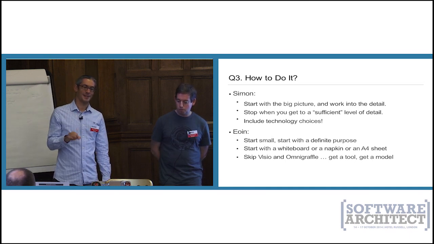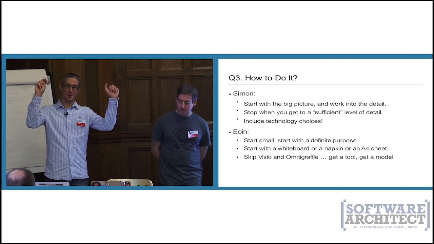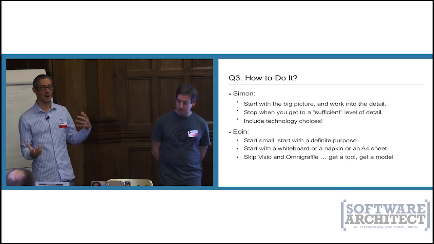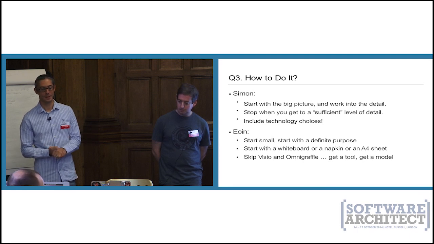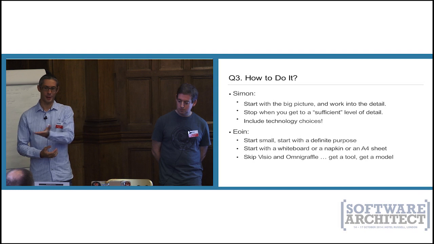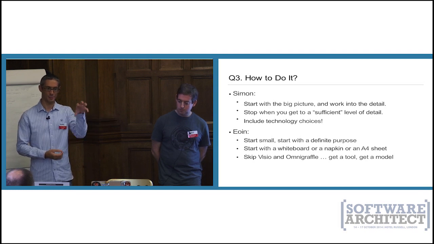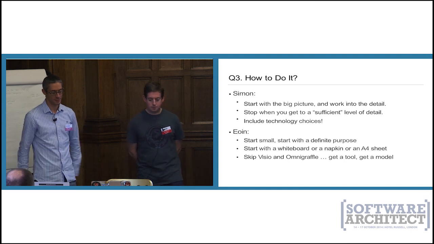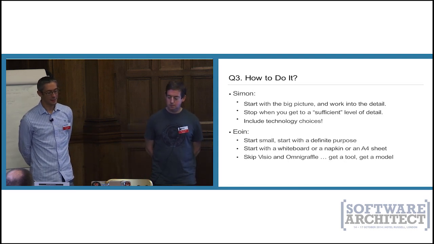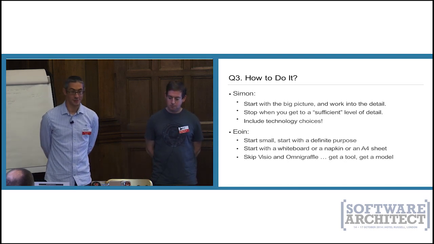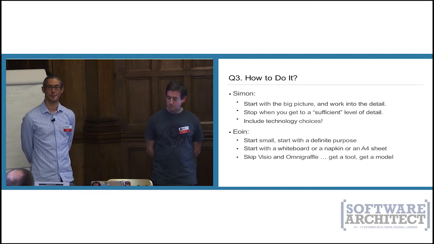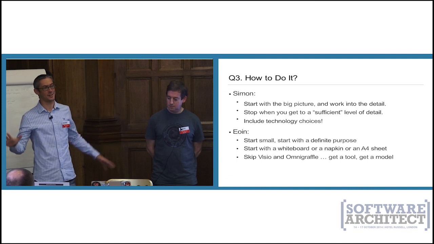You need to stop when you get to a "sufficient" level of detail, and you'll notice I use quotes here. This is the whole question of how much upfront design we should do. For me, it's about going to the level of components, coarse-grained abstractions, and I'm not going to say too much more about that because we'll touch on it later. When we're doing modeling and drawing pictures, technology choices must be included. None of this technology-agnostic stuff.